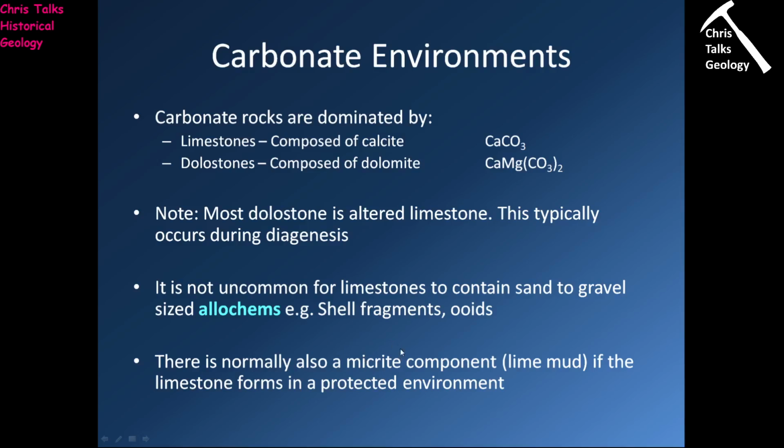Now, the one thing is the presence of micrite means that the environment in which the carbonate formed had to be protected. And that's because micrite is a lime mud, it's very, very easily transported away. It's very, very easily lost. So you can only get micrite building up in large concentrations in protected environments.